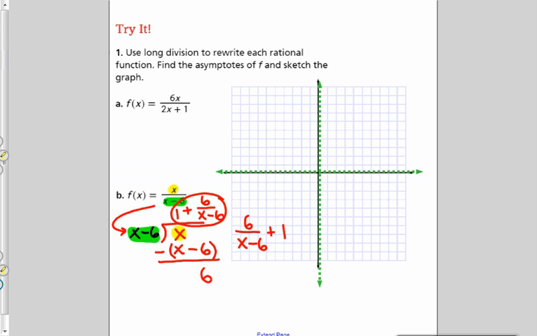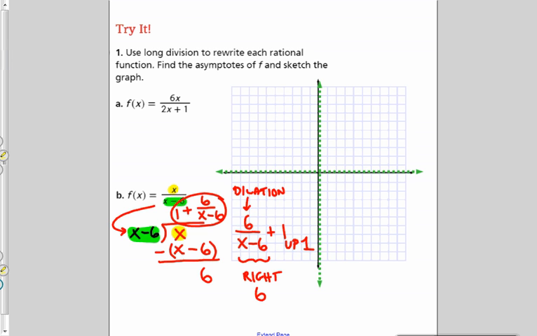So now we've transformed it and made it look more like one of the functions that we graphed in lesson 4.1, with a shift to the right of 6 and up 1 and a dilation of 6.